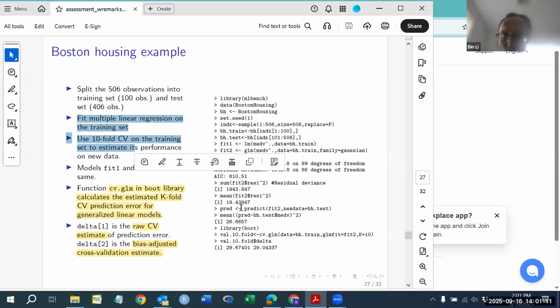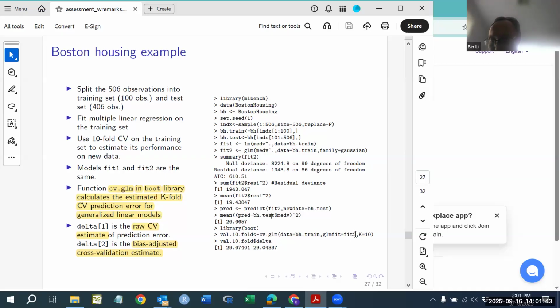Okay, so here for the cross-validation, I used a function in a package called the boot package. That is for bootstrapping, which we will talk about later. There's a function called cv.glm. We will talk about generalized linear models in a minute. So cv.glm is a function that can do the cross-validation, so you don't need to write the code to do it. It will do it. Okay, and k is 10.